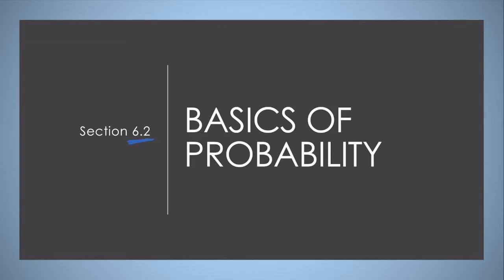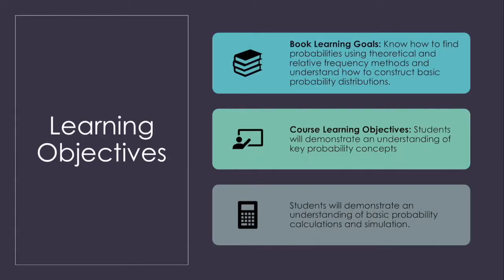Section 6.2 covers the basics of probability. As we're building up to understanding what is statistically significant and how to calculate that, we also need to learn how to calculate some basic probabilities. Here are our learning goals.